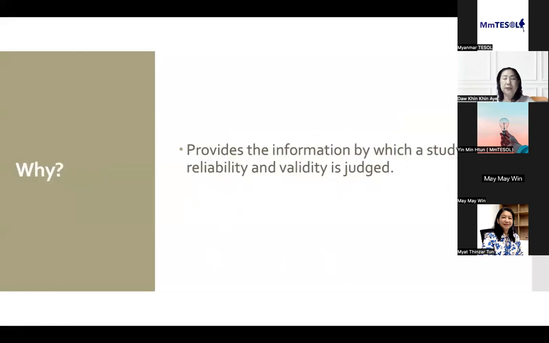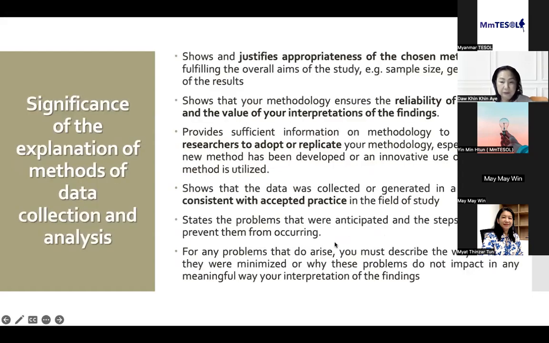And why is it important? Because, as I mentioned to you before, that section provides the information by which a study's reliability and validity is judged. Okay. Now, here in this case, why is it significant? Why is the explanation of methods of data collection and analysis important? Because it shows and justifies the appropriateness of the chosen methodology in fulfilling the overall aim of the study.